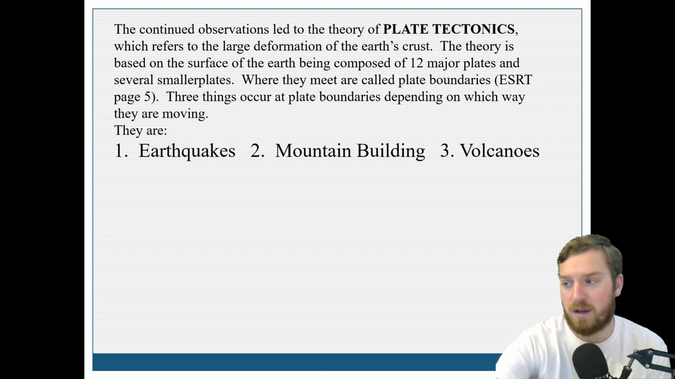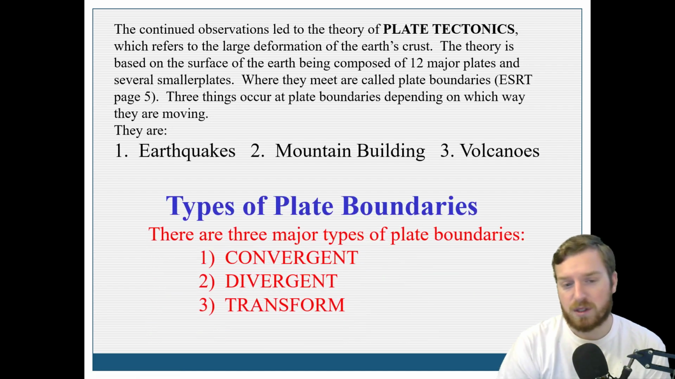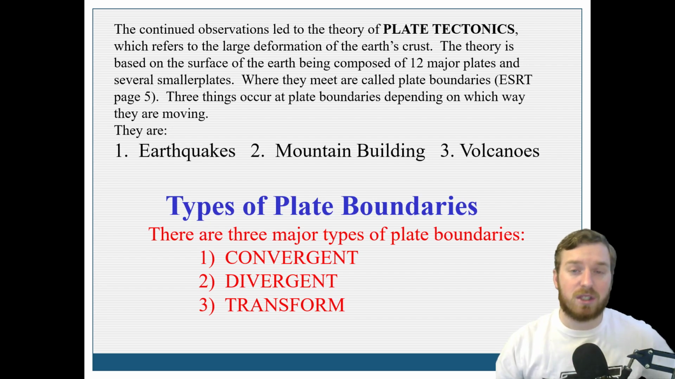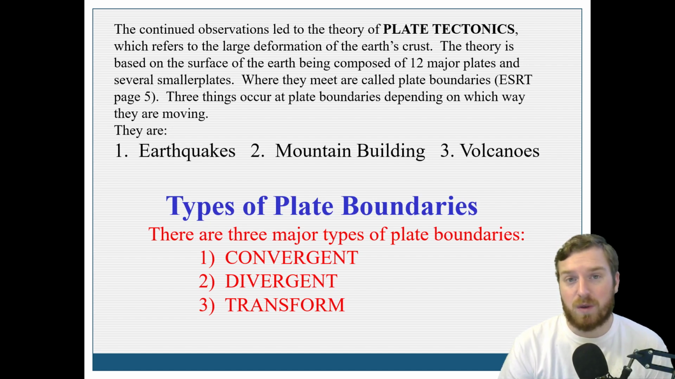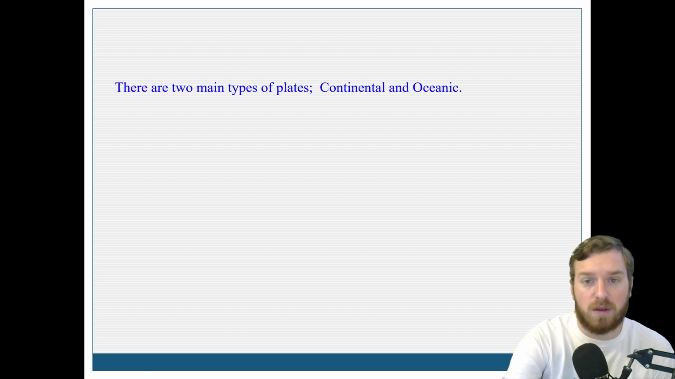So the three types of boundaries that we are going to be looking at are convergent, divergent, and transform. Now, just based off of the names, they should tell you a decent amount about what these plates are actually going to be doing as they hit these boundaries, and we'll talk about that right now. So let's do convergent.